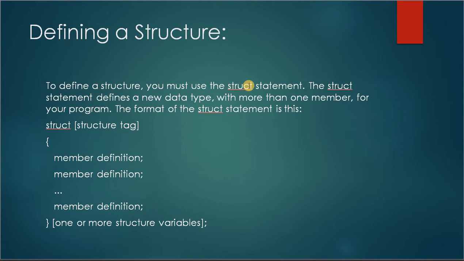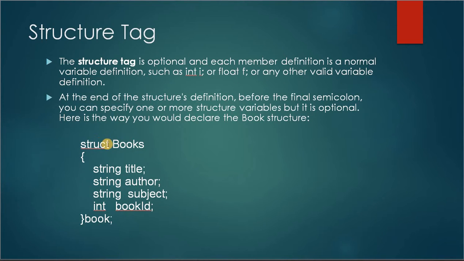We use the struct statement. That is a keyword, and it allows you to define the new data type. And it has more than one member. So here is the general definition: struct, structure tag. This kind of doesn't make any sense, so let's look at an example. Here is struct. This is the keyword. Books is our tag, and it says what we're going to be identifying. Okay, so books have a title.